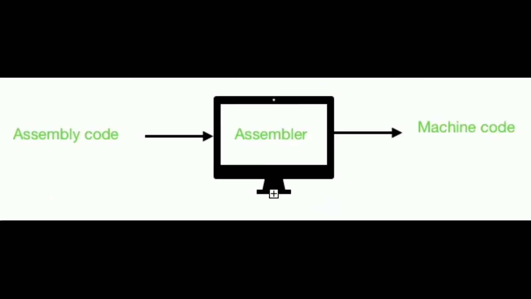First type of translator is assembler. From the figure itself, you can understand that the assembler is a translator that is used for translating a program that is written in assembly language into machine code. Okay, assembler is a translator that translates a program that is written in assembly language into machine language.